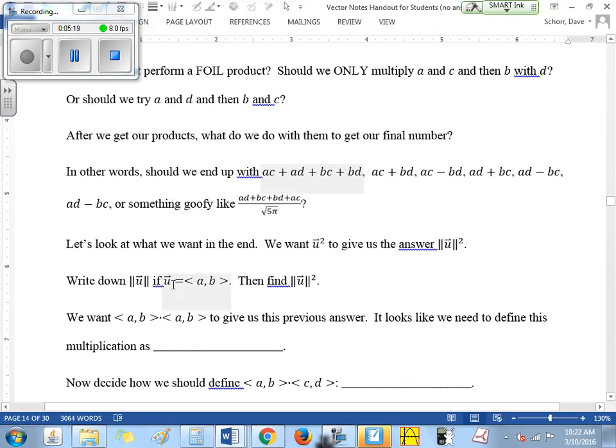In other words, should we end up with AC plus BD plus BC plus BD? That'd be like the FOIL. Should we just get AC plus BD? Maybe it's AC minus BD, or AD plus BC, or AD minus BC, or AD minus BC over 2. Or how about something really goofy like AD plus BC plus BD plus AC all over root 5 pi?